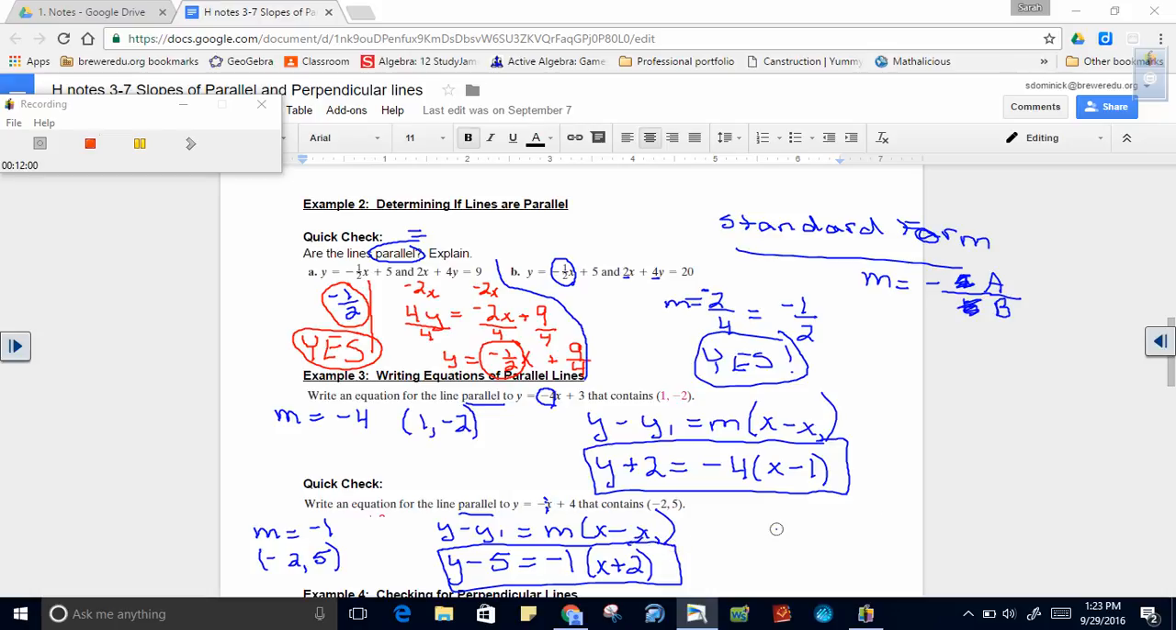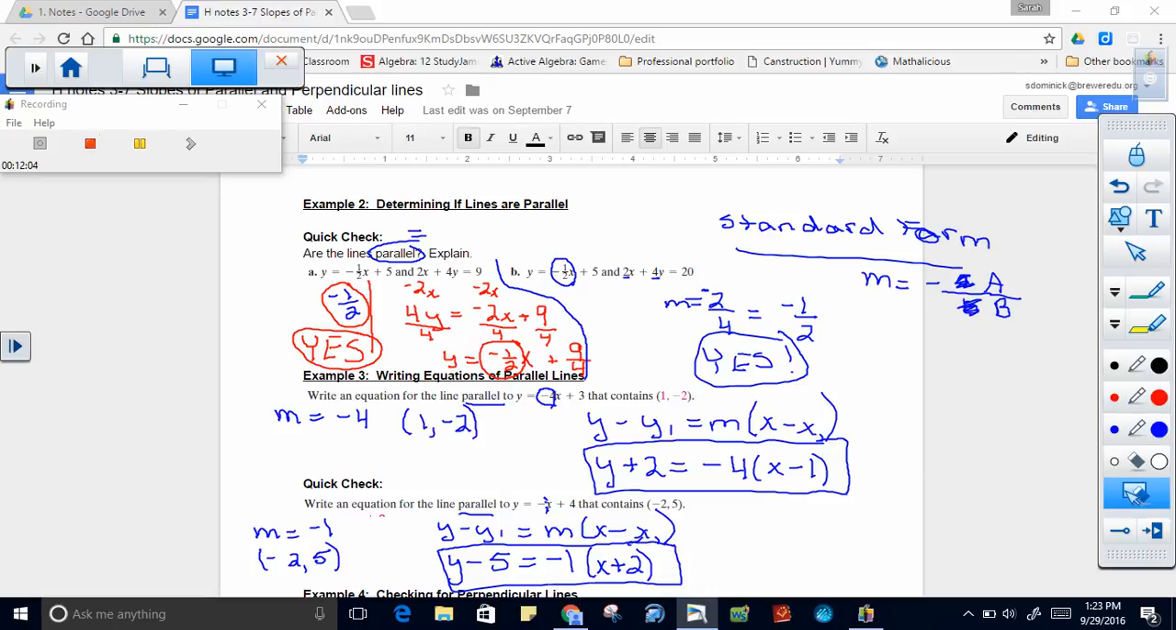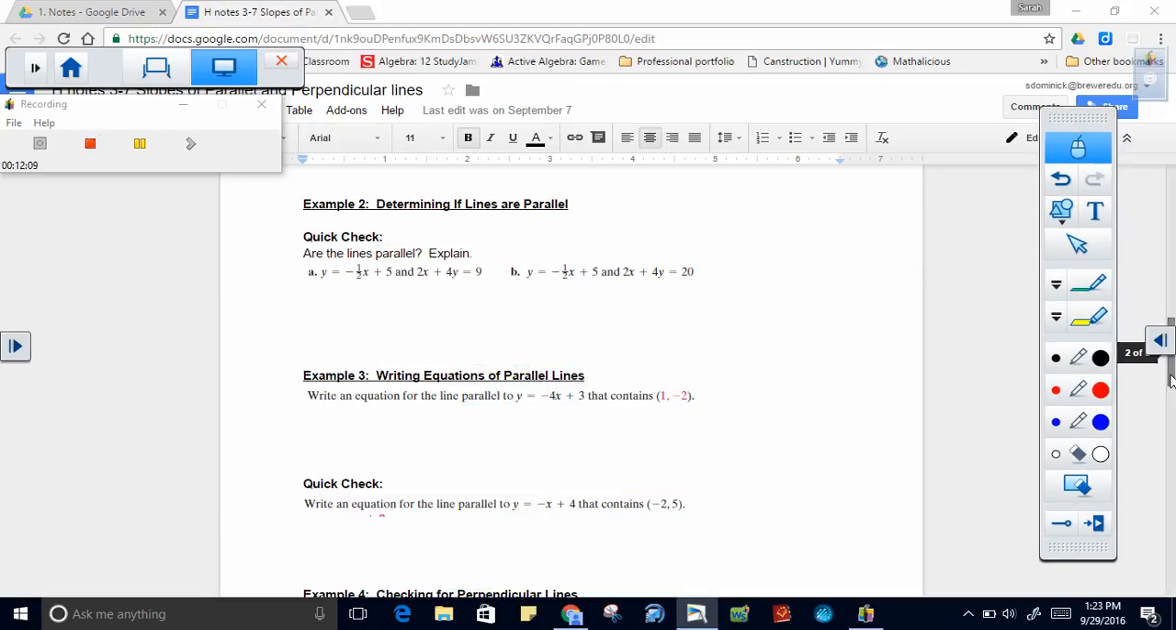That's my answer. They haven't asked for any other form, so I'm going to keep it just like that. If they had, I could move things around like we did in example 2.